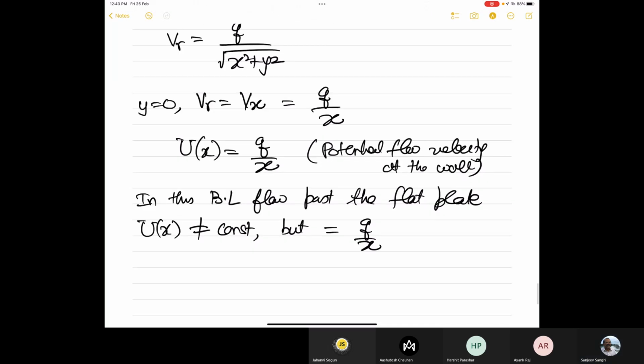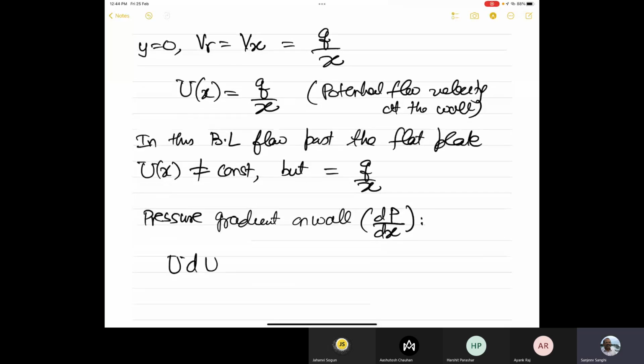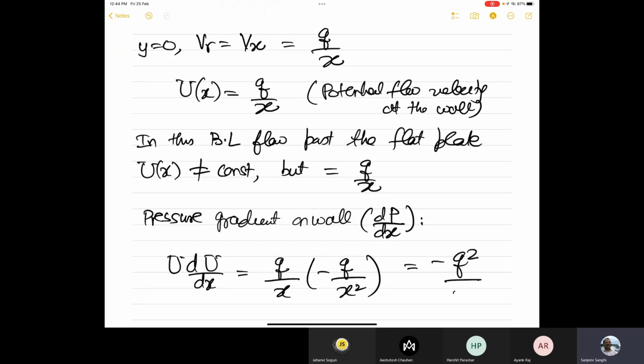And so the pressure gradient here on the wall, which is dP by dx. If we calculate U dU by dx, this will be equal to Q over x times minus Q upon x square, which is equal to minus Q square upon x cube.